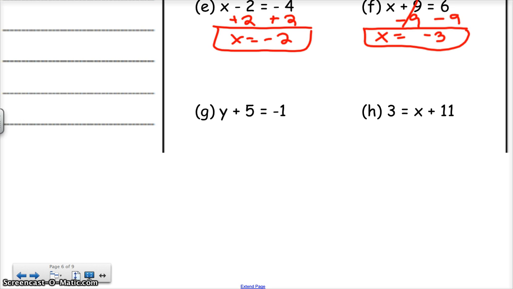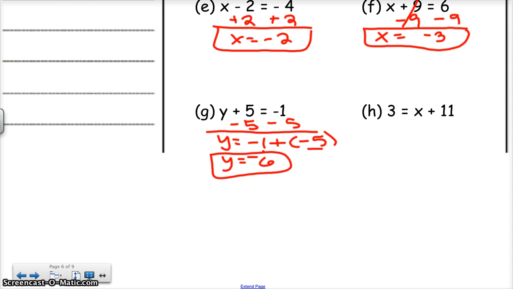y plus 5 is negative 1. Opposite of plus would be subtract. Here I'm actually going to do something a little different because so many kids mess this up. I would write that as negative 1 plus a negative 5. They're the same sign, so add them up, keep it negative. It should be y equals negative 6. Subtract 11, negative 8 equals x. It doesn't matter if the variable's on the right-hand side, you still do the same thing. You just try to get the variable by itself. So, that's all for solving with adding and subtracting.